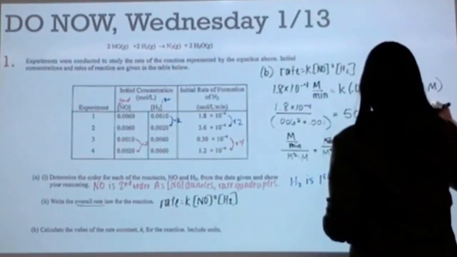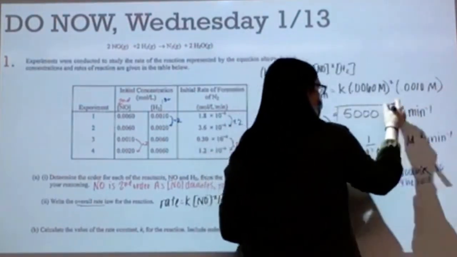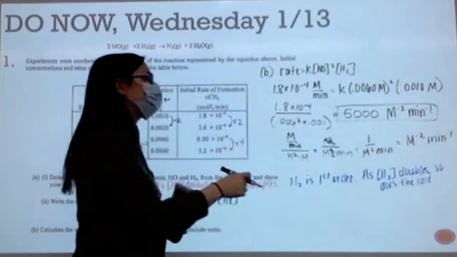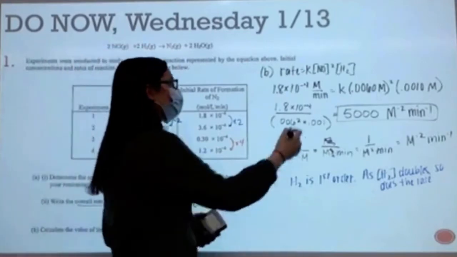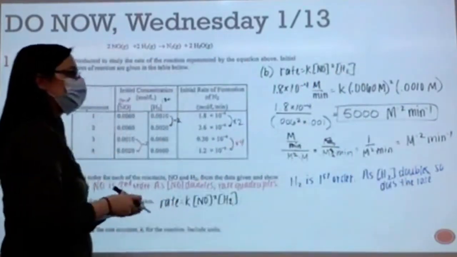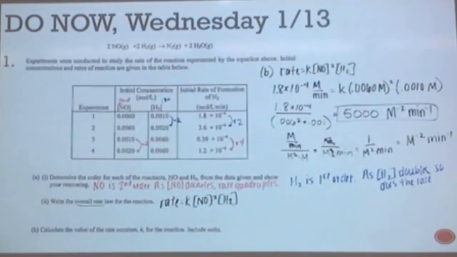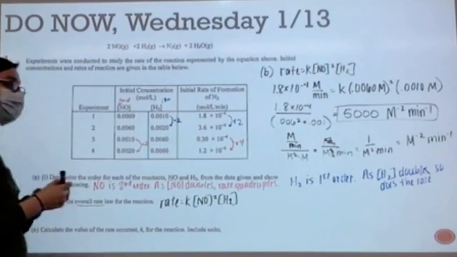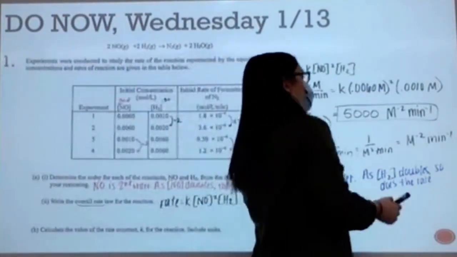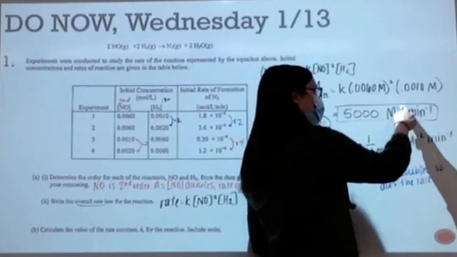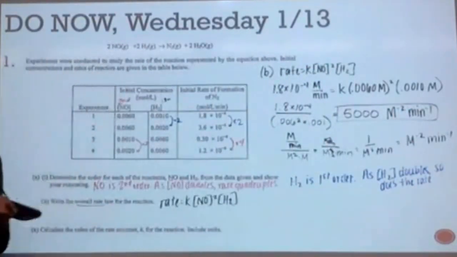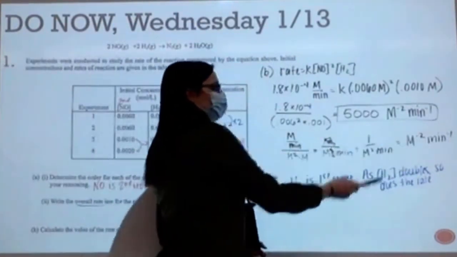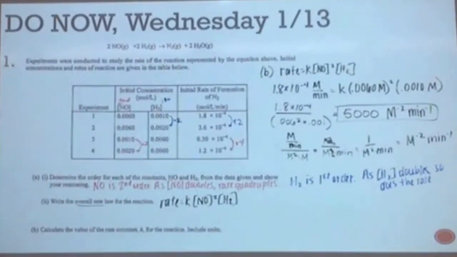And the reason that it is M to the minus 2 is because this is a third order overall rate law. Third order overall, because 2 plus 1. If it was first order overall, it would just be per minute. Second order overall would be M to the minus 1, minute to the minus 1. Third order overall, M to the minus 2, minutes to the minus 1. It's just that molarity aspect that is changing.